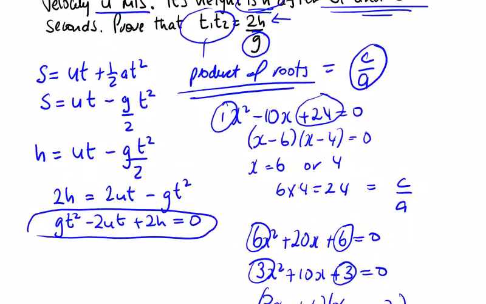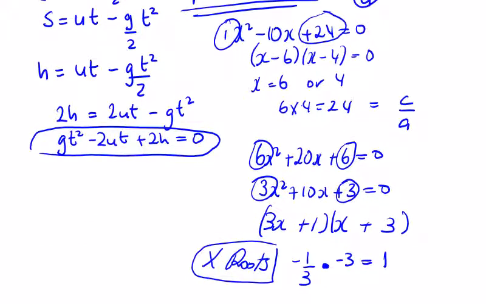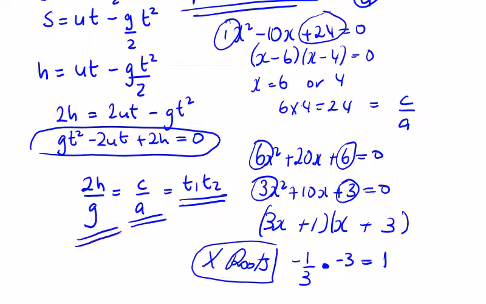And the roots here are my t values for when this projectile is at the same height. So what have we got here? C over a is 2h over g, which is equal to c over a, which is equal to t1 times t2. This is knowledge of quadratics.